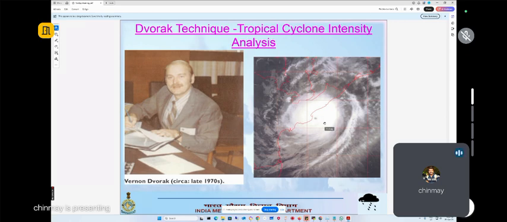Also, this wind speed measurement at sea surface level using polar satellites has a limitation: it can detect wind speed only up to 50 knots, but a cyclone goes up to 120 knots, right? Or even more than that. So it cannot detect wind speed beyond 50 knots as of now.